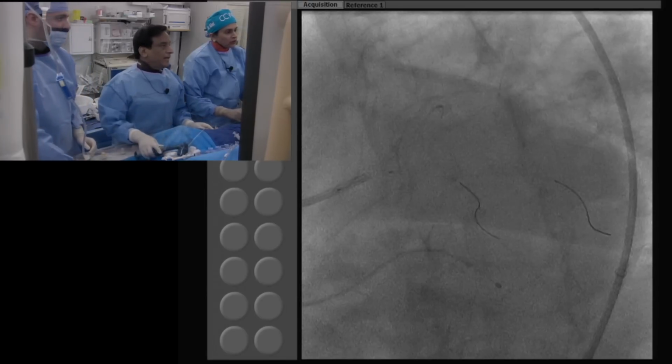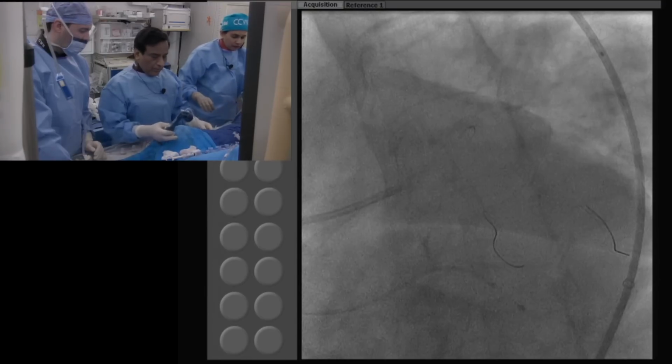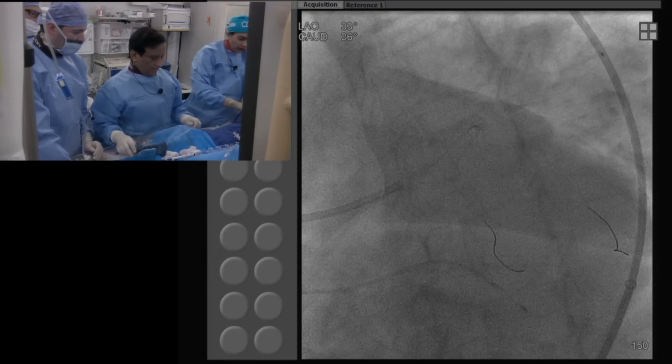Okay, I think earlier the IVUS could not go through the left main, and now your balloon. You want to do a little balloon dilatation, or no? Absolutely. I knew that you were going to say it. That's the reason I asked.